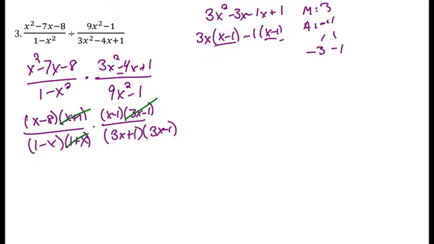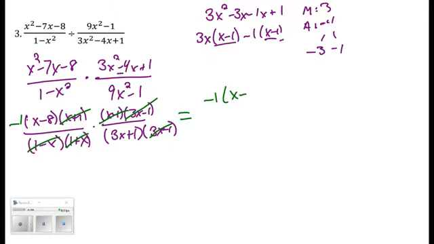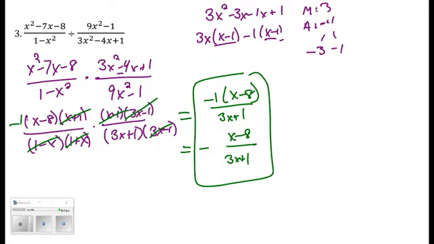3x minus 1 divided by 3x minus 1 is 1. And then I have an x minus 1 and a 1 minus x. They do simplify, but it leaves behind a factor of negative 1. So now we get our final answer of negative 1 times x minus 8 divided by 3x plus 1. You could also just put a negative outside of negative x minus 8 over 3x plus 1. You can distribute it in, but why do more work than you have to? Either one of those two answers is appropriate.